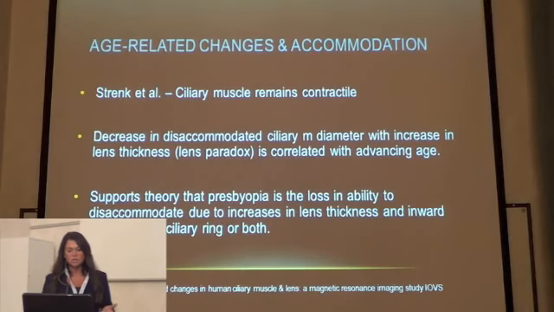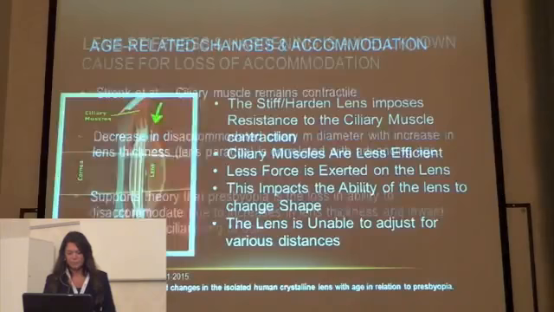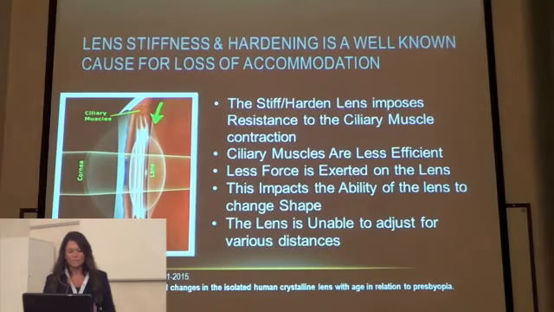And also, Strength et al. and others have stated that the ciliary muscles are contractile, and there's a problem in disaccommodation, a loss of ability to disaccommodate due to increase in lens thickness or hardness, and/or inward movement of the ciliary ring, or both. So this is well published, and we know this. We have a whole industry around lens stiffness and hardening.